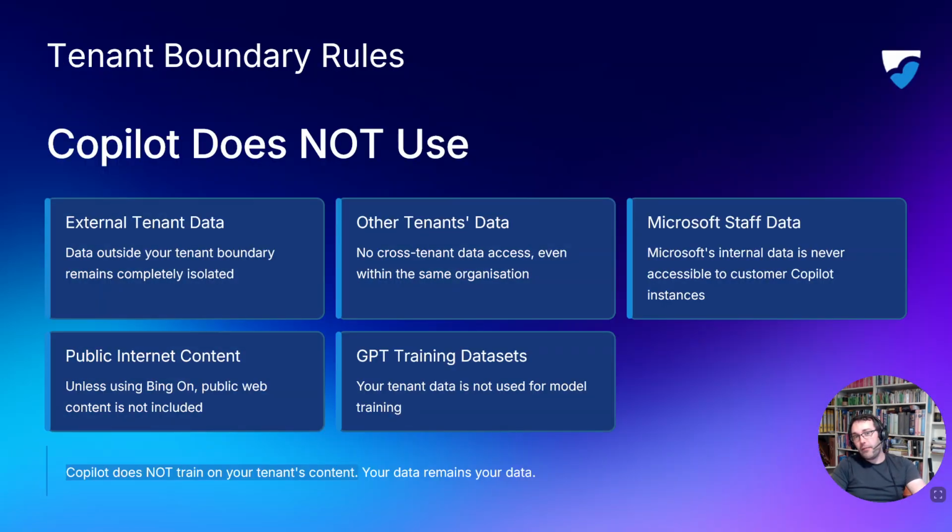So I want to talk about tenant boundary rules here. Copilot does not use external tenant data, other tenant data, Microsoft staff data, public internet content, unless using Bing, as said already, and GPT training datasets. There are 5 fundamentals it doesn't do. It doesn't train on the information that we have and then reuse it elsewhere. It's locked down to our tenant. There's rules. Microsoft have built this to be rule-based. It's going to be refined to our platform. It's not going to be free to roam elsewhere, to provide information elsewhere. It's locked down to the internal data that we use. And it's really important that we understand that model of delivery.